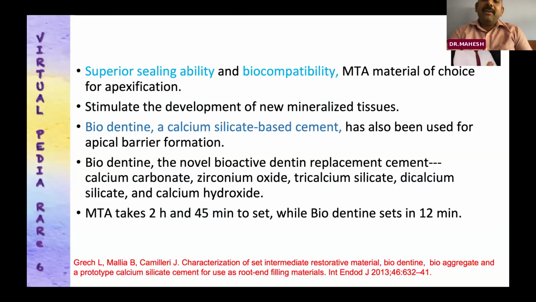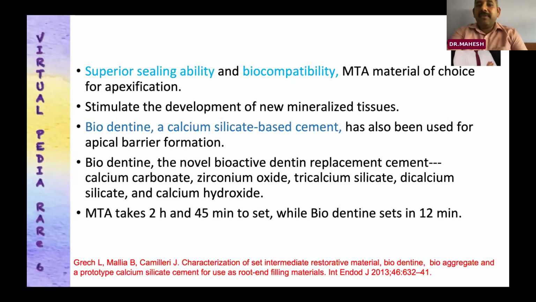To come to the newer concept now is your Biodentine, which is also a calcium-based silicate material that is also used to form an apical barrier. The advantage of Biodentine is that it sets much faster than your MTA. Since MTA apexification, the initial setting time of MTA, it takes at least 2 to 3 hours of time, whereas the final setting time, it takes at least a minimum of 24 hours.